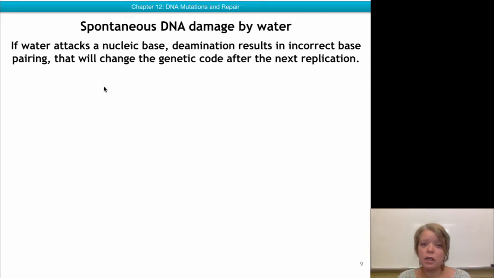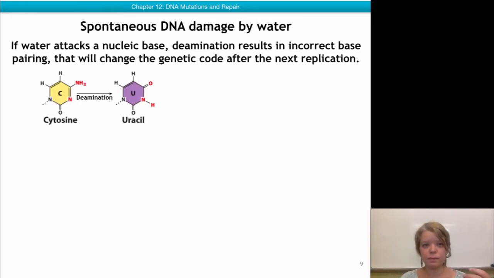And as a result, if the error is not caught before DNA replication occurs, after the next DNA replication, a mutation will have been incorporated into the DNA. So let's look at what actually happens.